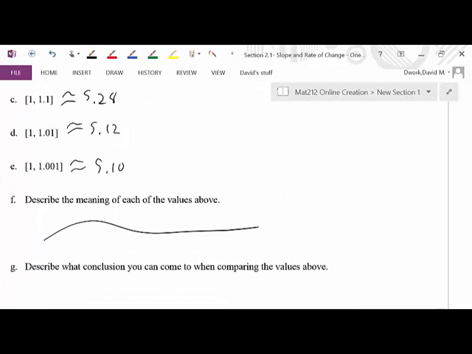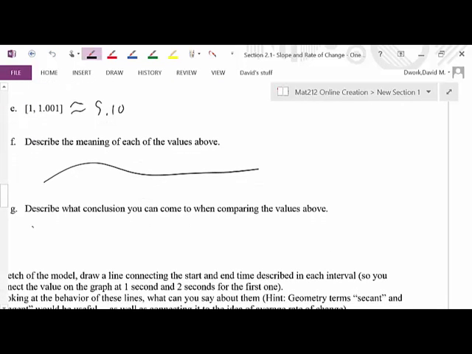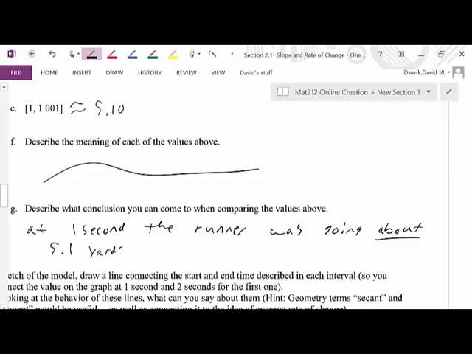So what conclusion can we come to? I would say something like, at 1 second, the runner was going about 5.1 yards per second.